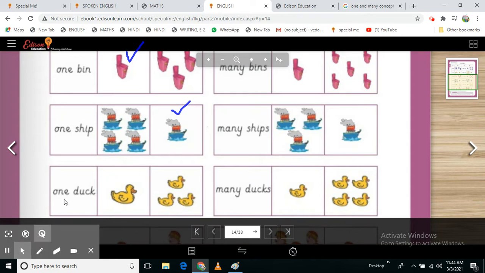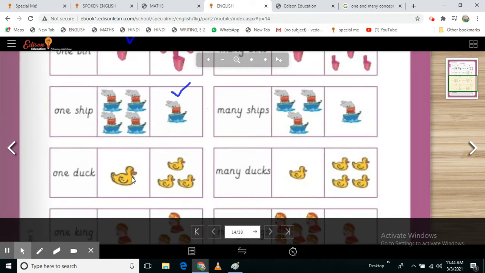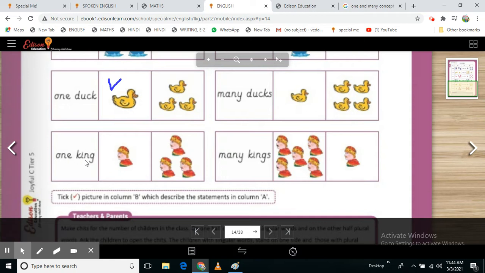Now see, where is one duck or many ducks? Yes, this is one duck and these are many ducks. So you have to tick over here one duck. Okay. Now see one king. K-I-N-G, king. This is one king and these are many kings. So you have to tick over here one king.